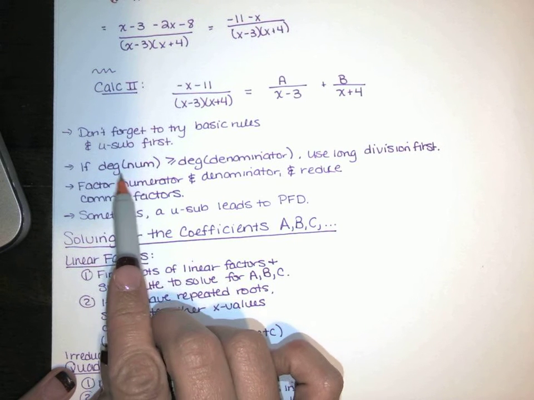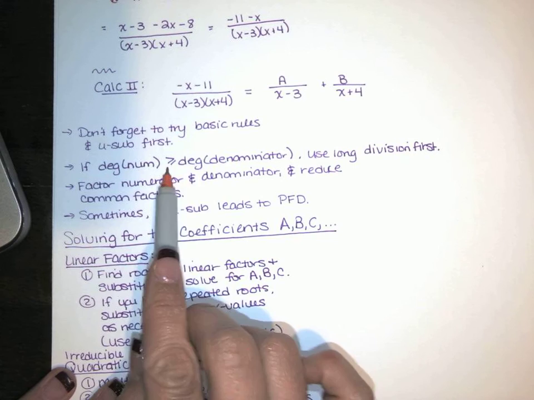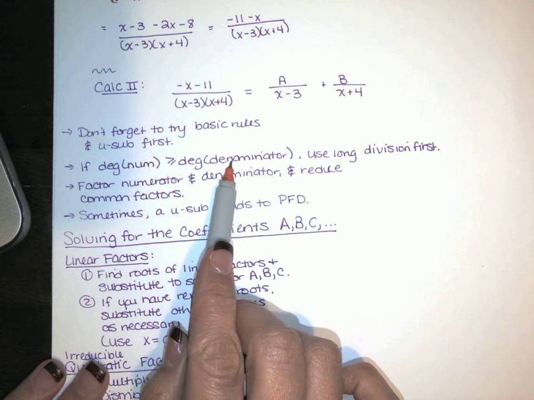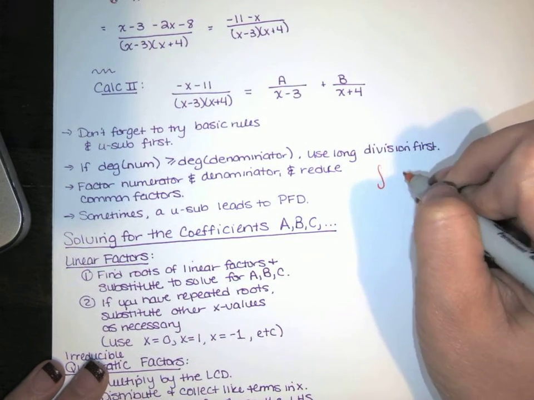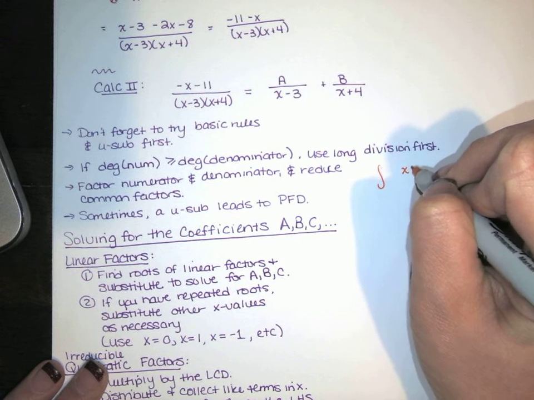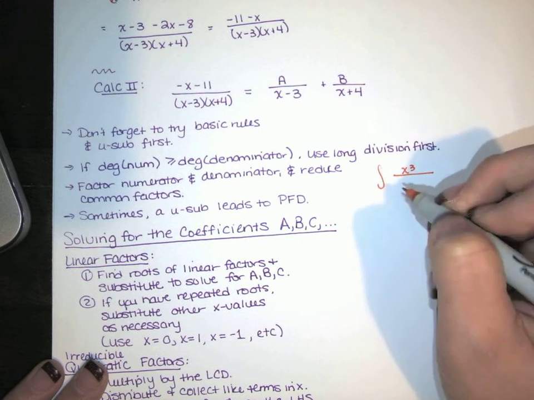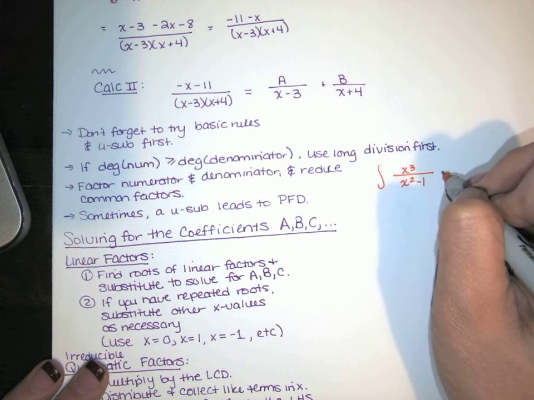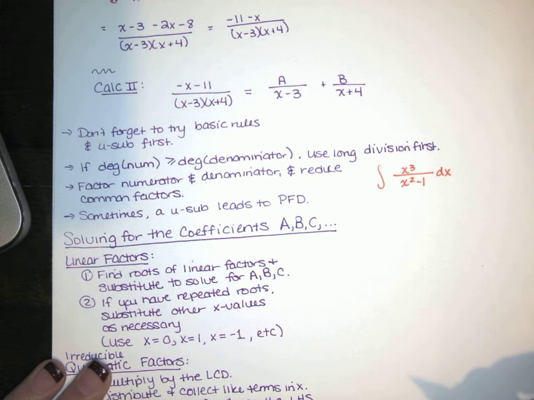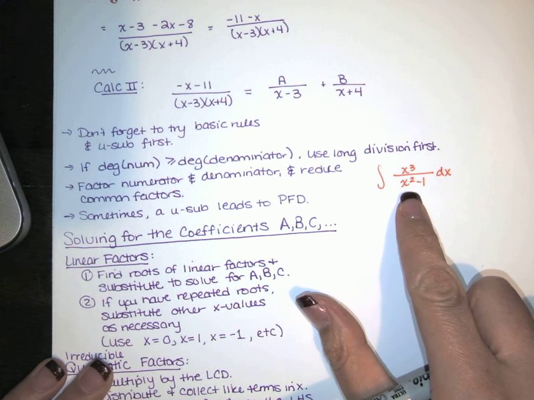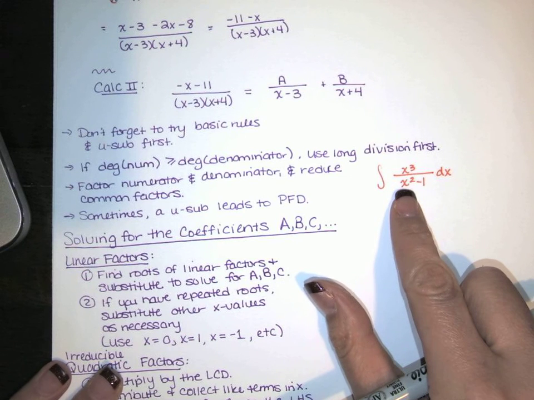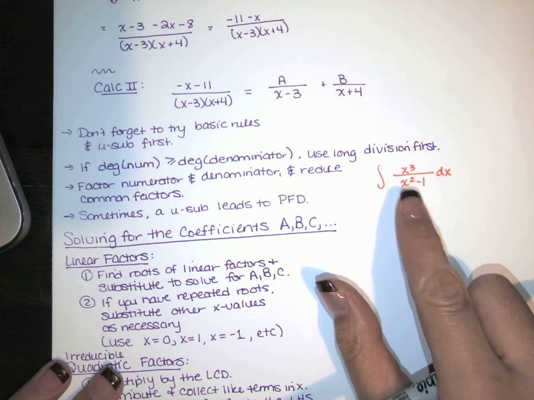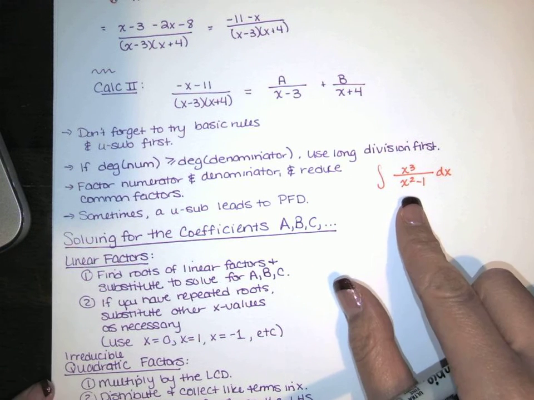Also, if the degree of the numerator is greater than or equal to the degree of the denominator, you want to use long division first. So maybe you've got a problem that looks like this. Well, the degree of the numerator is greater than the degree of the denominator. So if I want to solve this, probably the easiest way is to do long division.